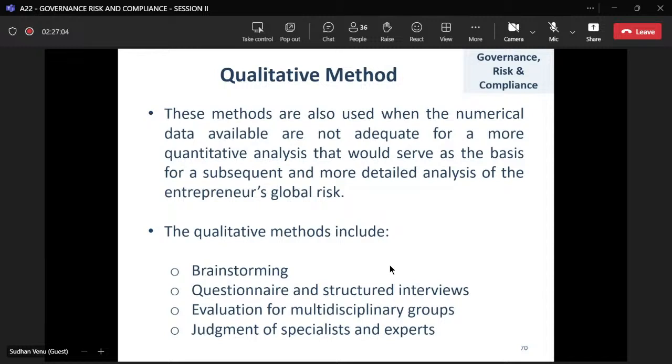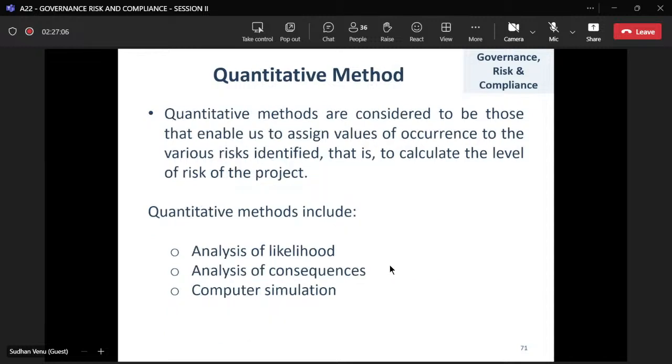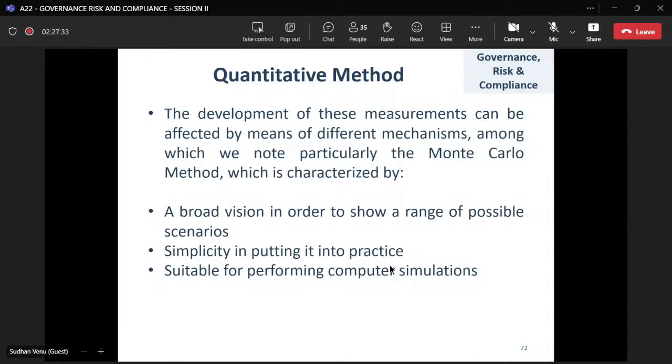And the quantitative method is about numbers. There is mathematical prediction. That is the quantitative method: the occurrence of the various identified risks is used to calculate the level of risk of the project. That includes analysis of the likelihood, analysis of the consequences, and computer simulation. It is purely based on quantity, not qualitative. It is based on the number of occurrences, the level of method used here.